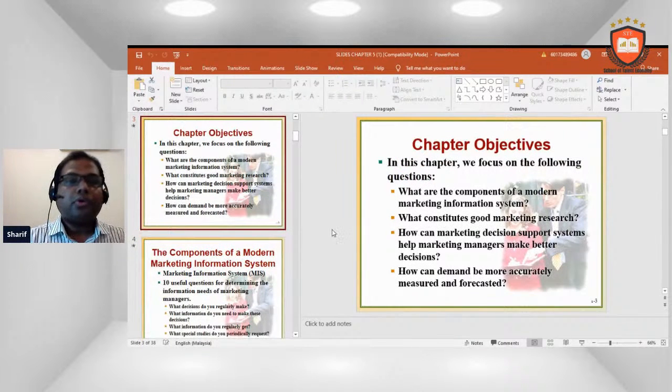So if I focus on this chapter, we have specific objectives. The objectives are: what are the components of a modern marketing information system, what constitutes good marketing research, how can a marketing decision support system help marketing managers make better decisions, and how can demand be more accurately measured and forecasted?